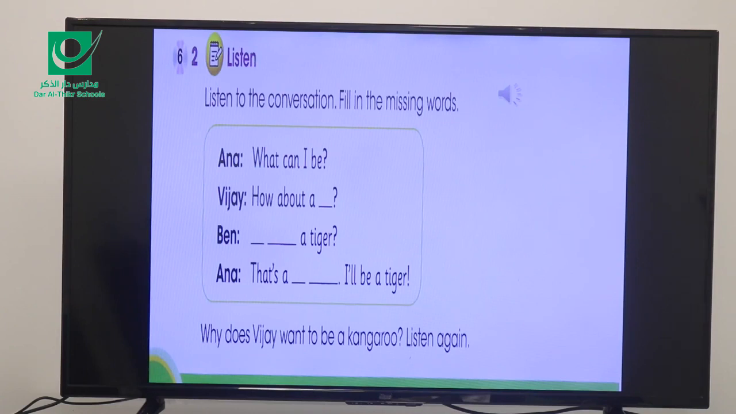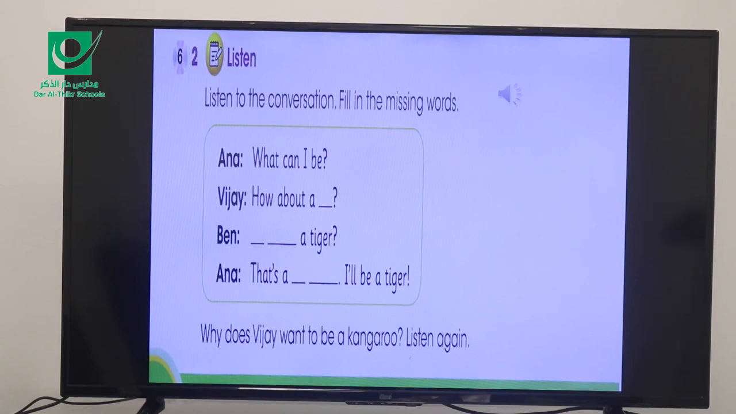Track 6. I want to be a bear. Bears are big and strong. I want to be a fast animal. What can I be? How about a fox? How about a tiger? That's a good idea. I'll be a tiger. I think I'll be a kangaroo. Why do you want to be a kangaroo? Kangaroos can jump and kick. I'm good at jumping and kicking.